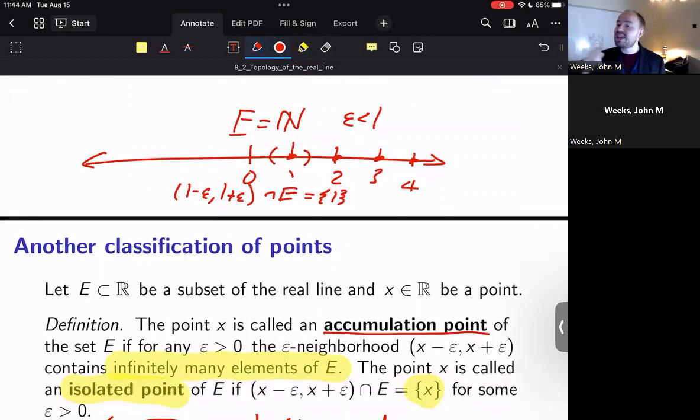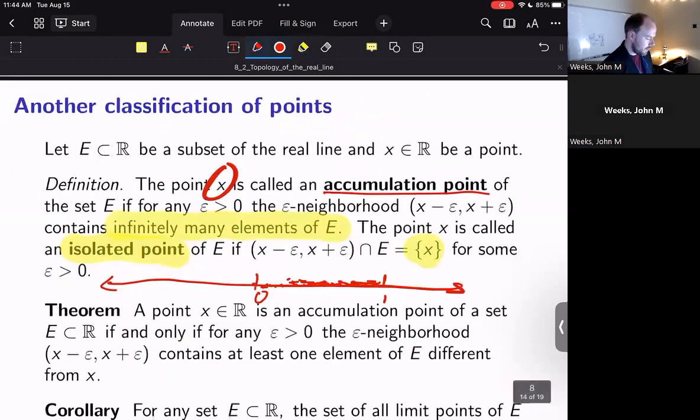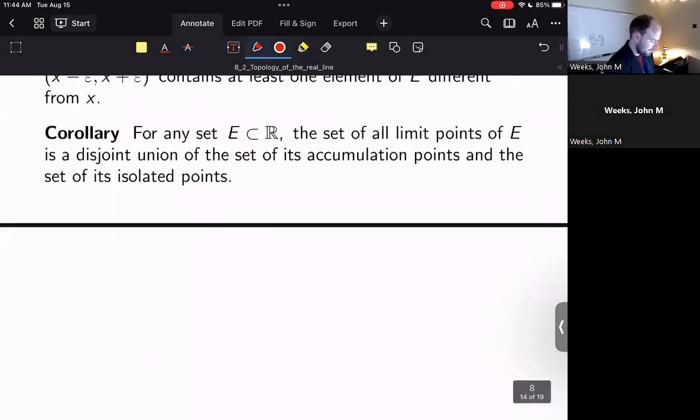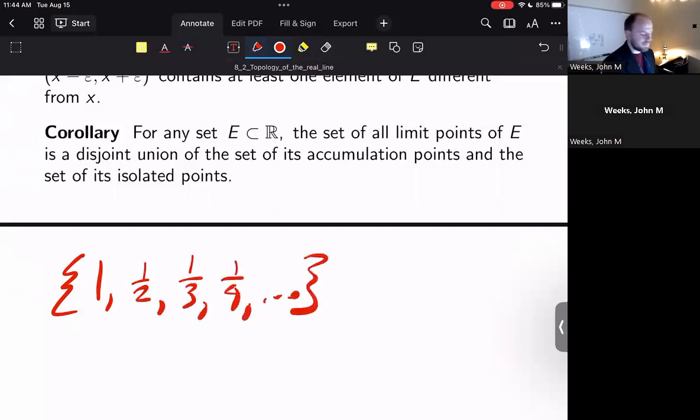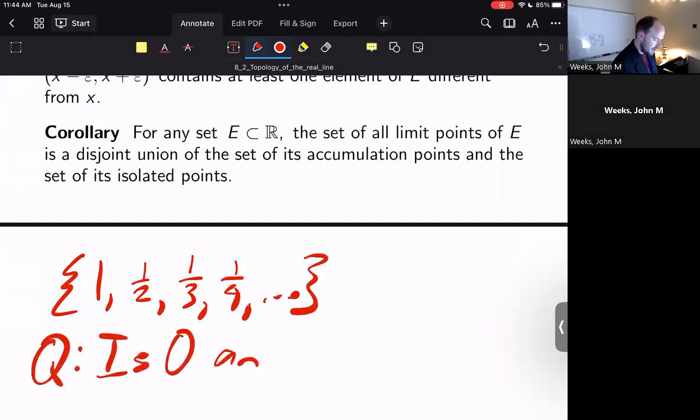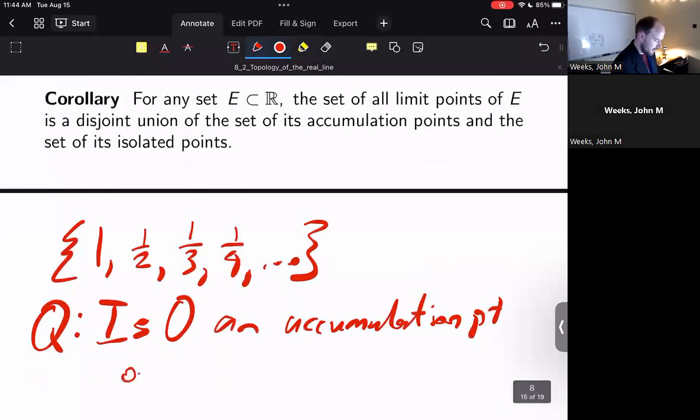Now, notice that there's nothing in here about the points that we're talking about, x. They don't have to be inside of E. They could be outside of E, right? So, for example, we could go back to our example of 1, 1/2, 1/3, 1/4, our monotonic sequence here. And we can ask the question, is 0 an accumulation point or an isolated point?